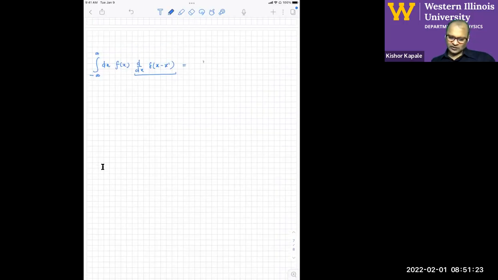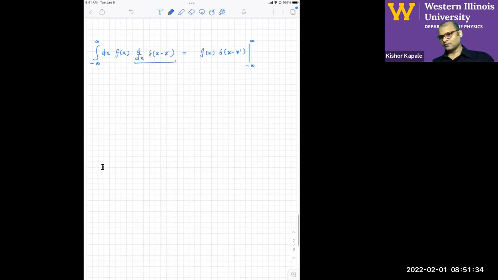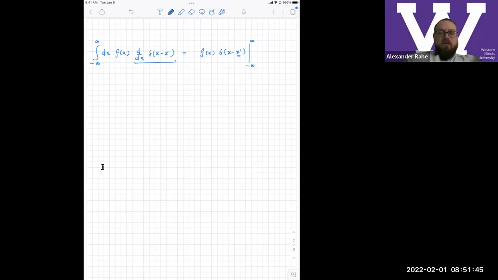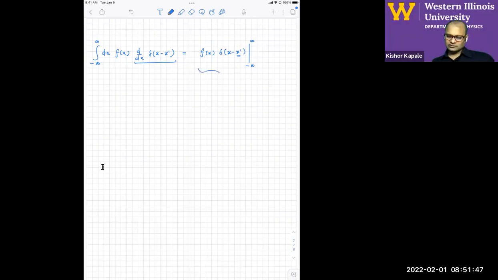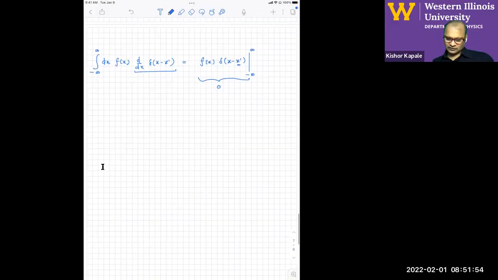So the uv term would be f of x times delta of x minus x prime, evaluated at minus infinity and infinity. What do you think will happen there? What's the delta function at minus infinity and positive infinity? We assume that x prime is finite, right? So this is finite, so this is going to be equal to 0, right? Because at both boundaries it's 0, so we don't have to do anything.